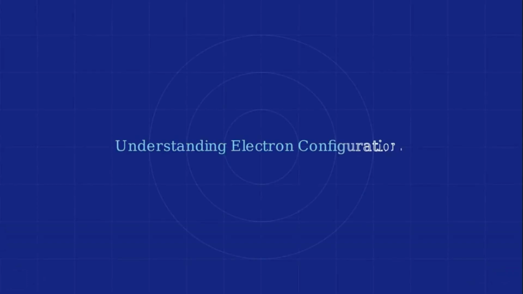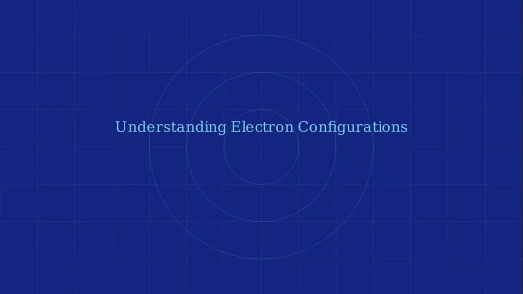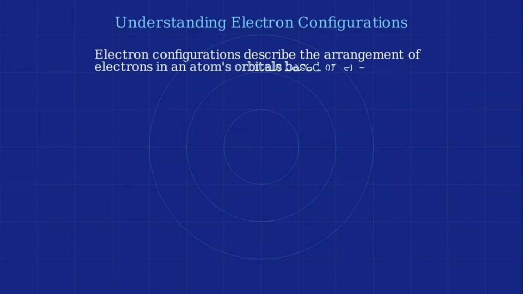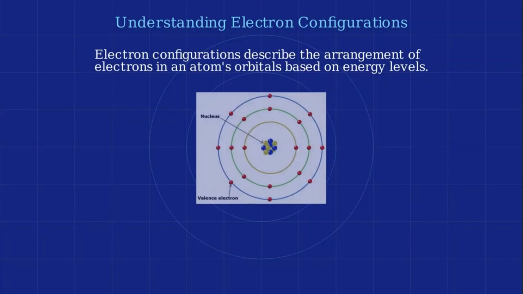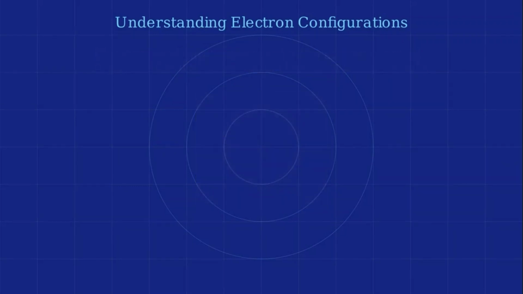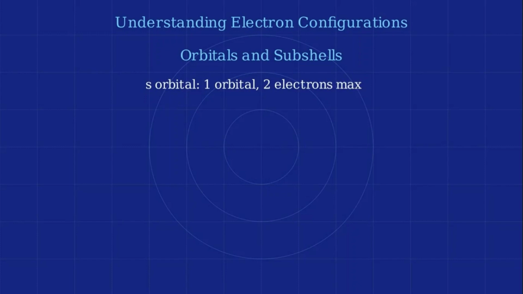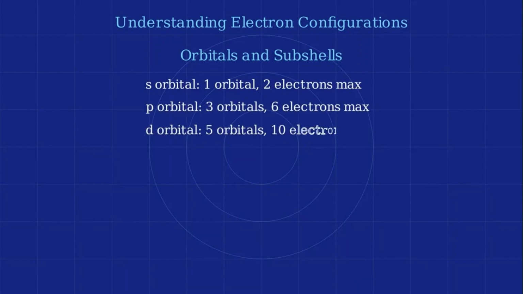Electron configuration describes how electrons are arranged within an atom's orbitals. Electrons are arranged in shells and subshells around the nucleus of an atom. The arrangement follows specific rules based on energy levels. Electrons occupy specific orbitals within shells. These orbitals are grouped into subshells labeled s, p, d, and f. Each type of orbital can hold a specific maximum number of electrons.